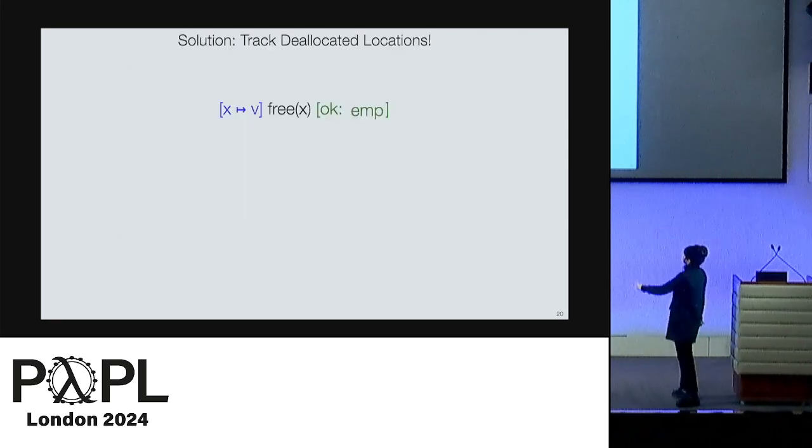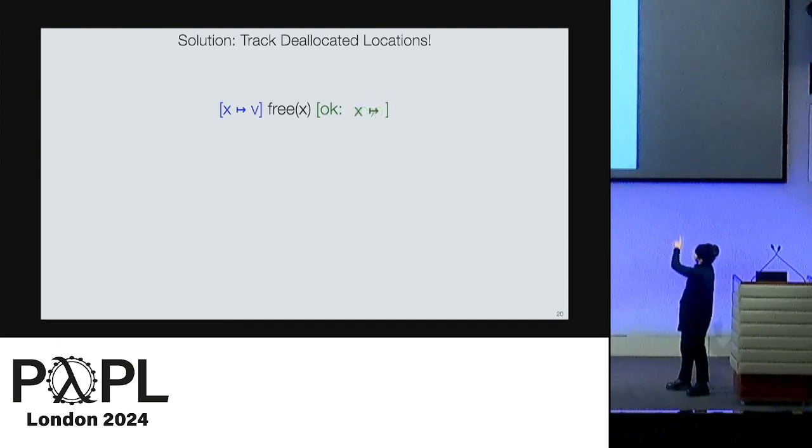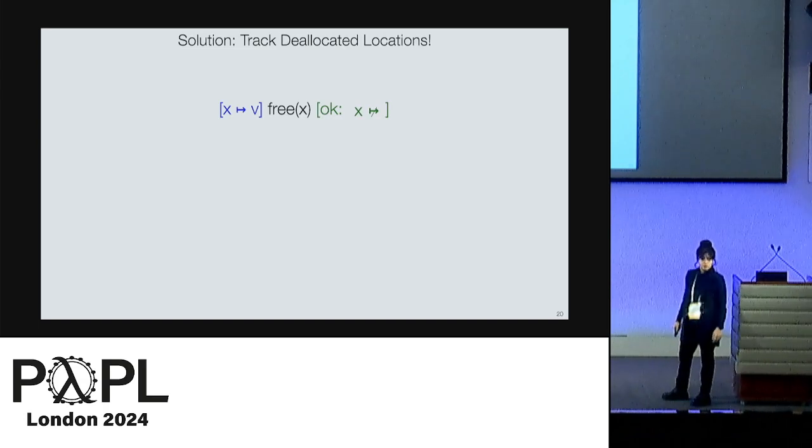So instead of writing this axiom for the deallocation, when you free x, we said, OK, we're going to remember that x was previously allocated. So we're going to write x is deallocated, with this points to and a line through it. And this is also a linear resource. It can't be duplicated. And it has the same composition rules as a standard points to.